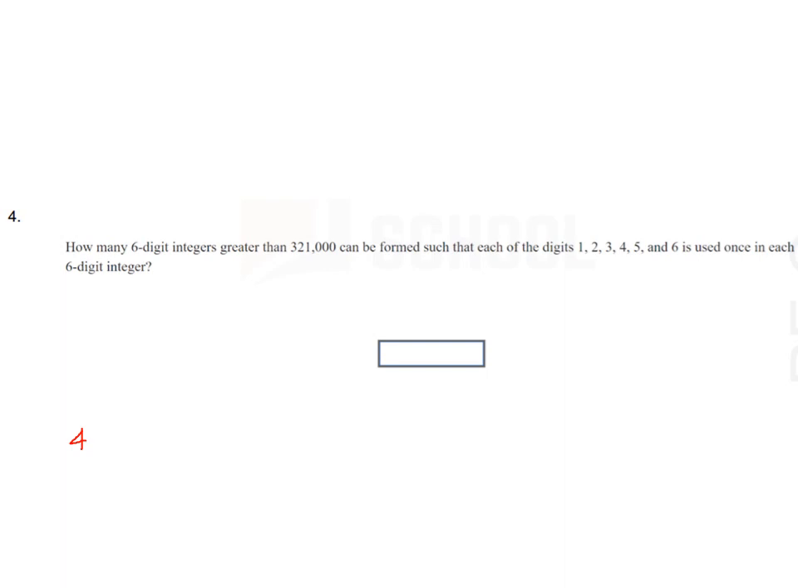Let's see the fourth question. How many 6-digit integers greater than 321000 can be formed such that each of the digits 1, 2, 3, 4, 5 and 6 is used once in each 6-digit integer? Okay, so the condition is that 1 to 6 are each used once, and another condition is that the 6-digit integer must be greater than 321000. Let us use the counting method.